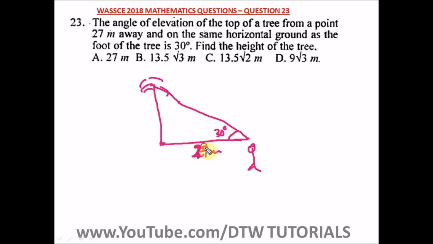We have 27 meters here. This is the tree. The tree forms a right angle triangle. This is 90 and this is 30. The question says find the height of the tree. So we are told to look for x here. That's the height of this tree.